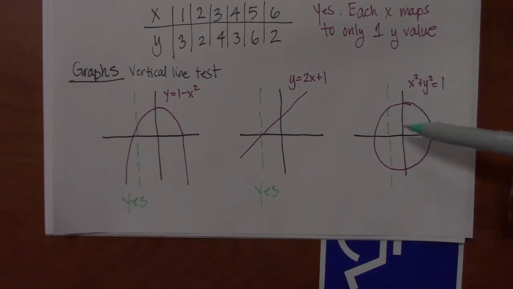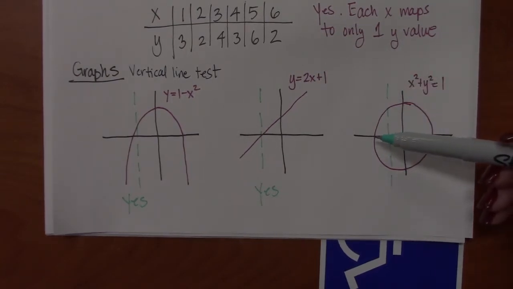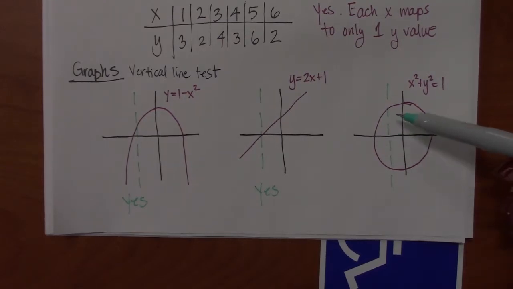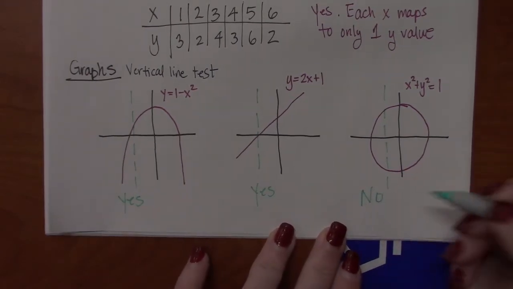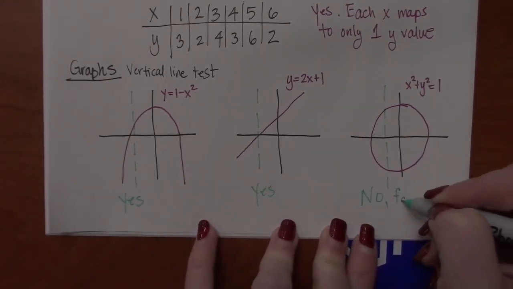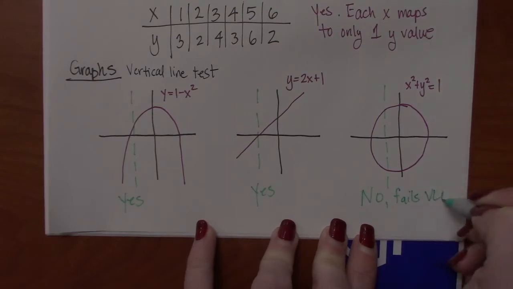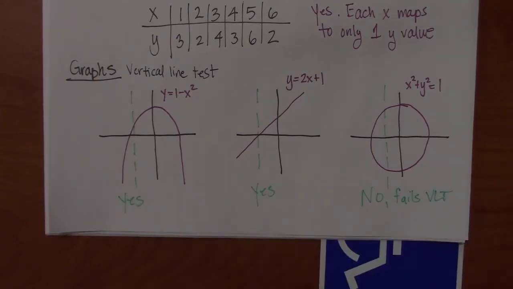So here you can see that the only way this line would ever return exactly one value is if you drew it right here or you drew it right here. Okay, but everywhere else in between, it's crossing the graph twice. So no, because this fails the vertical line test. So I'm just going to abbreviate vertical line test as VLT from now on, just because we don't have to write that out every single time.